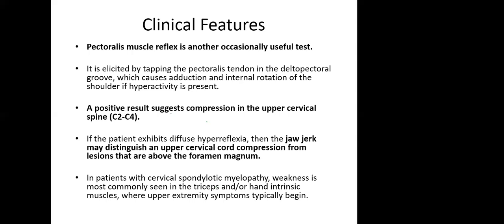The jaw jerk: if a patient exhibits diffuse hyperreflexia, the jaw jerk may be helpful in distinguishing upper cervical cord compression from lesions that are above, usually those in the pons and above. So if the jaw jerk is present, it may suggest that the lesion is above, and if it's not, then, next slide.